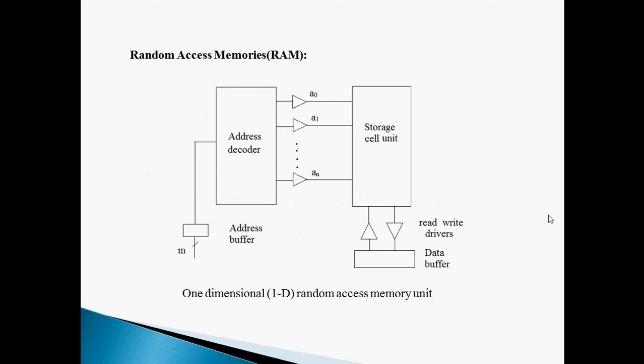Now we can see random access memories. The figure shows a one-dimensional random access memory unit. First, the address is given through the address bus, which is represented by M, and the address decoder decodes the given address and selects a particular location from which the information is read or to which the information is going to be written.